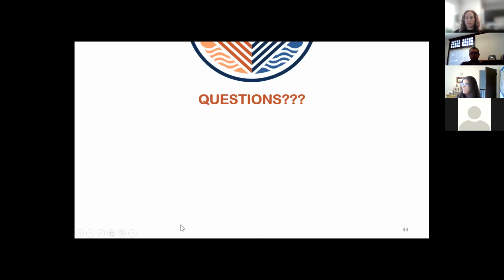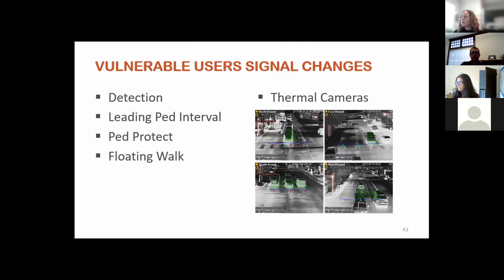Okay, I actually have one question about how the thermal cameras operate. Any more specific on the question, or? Are they detecting the thermal from the bikes and peds, or how are they operating? Yeah, so if you can go back a slide or two where I had that picture. So that's the image from the camera. It's a heat signature that you're seeing.